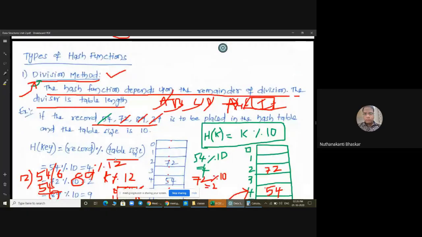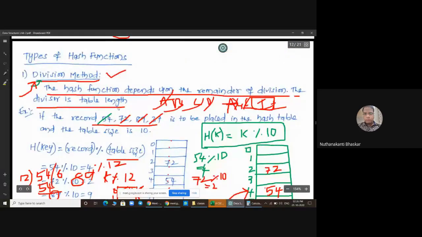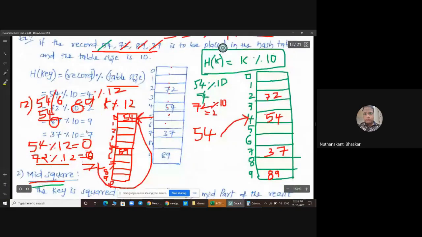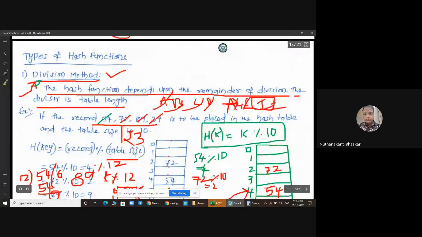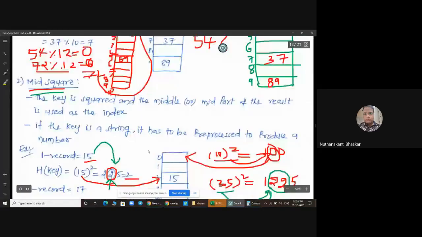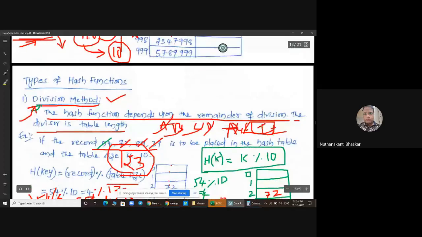Sometimes people combine these methods. For example, first I use the division method. After the division method, we get hash value 1, 2, 3. On this, again I apply the mid square method. Again 1, 2, 3 I will get, right? Again I have to square it, and again I have to consider the middle value. Understand what I am telling?